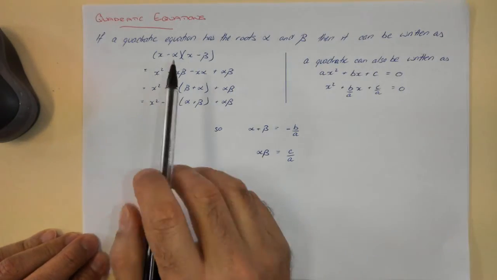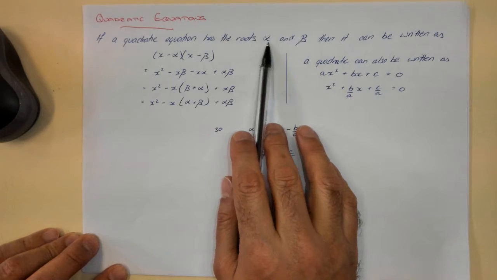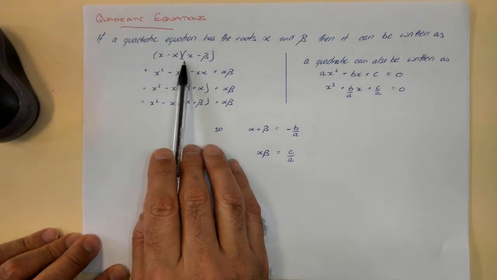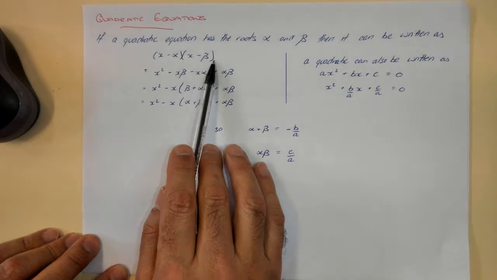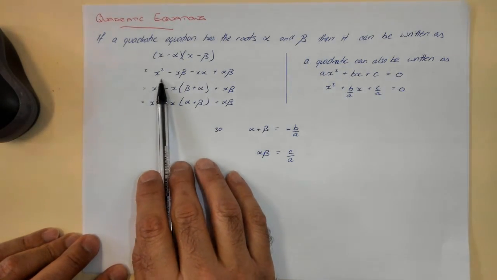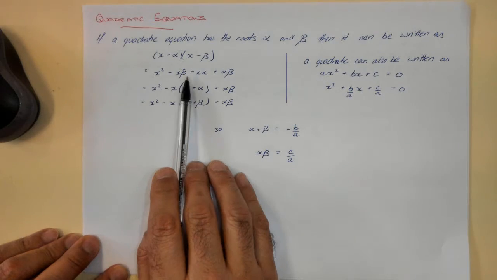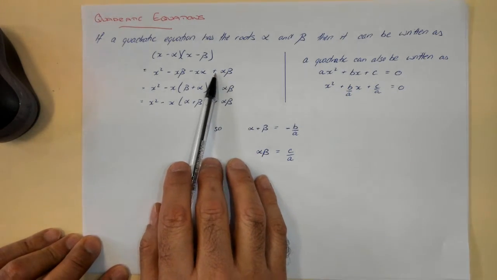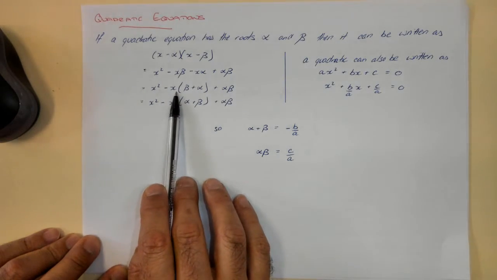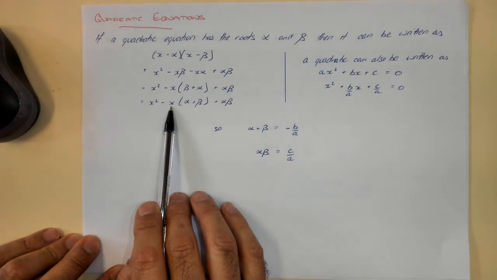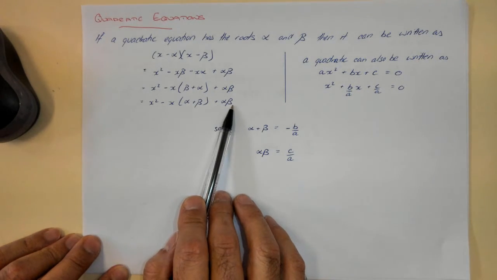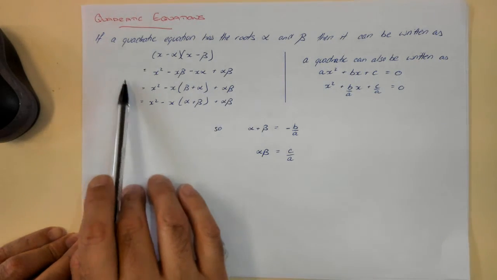Okay. So if you have a quadratic equation with roots alpha and beta, then it can be written as (x minus alpha)(x minus beta). When you expand all this, you get x squared minus x beta minus x alpha plus alpha beta. Collecting like terms and factorizing, you get x squared minus x lots of (alpha plus beta) plus alpha beta. Now that's how you'd write this quadratic.